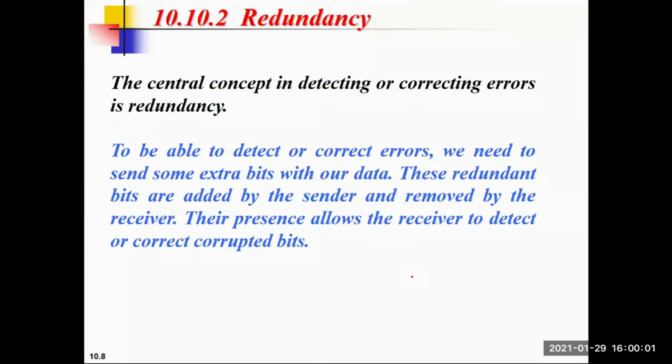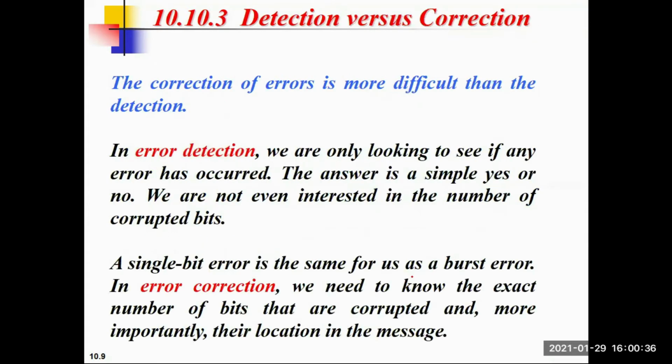So the first thing before going into correction and detection, you need to know about redundancy. This is a concept in detecting or correcting error. And to be able to detect or correct error, we need to send some extra bits with our data. These redundant bits are added by the sender and removed at the receiver end. Their presence allows the receiver to detect or correct corrupted bits.